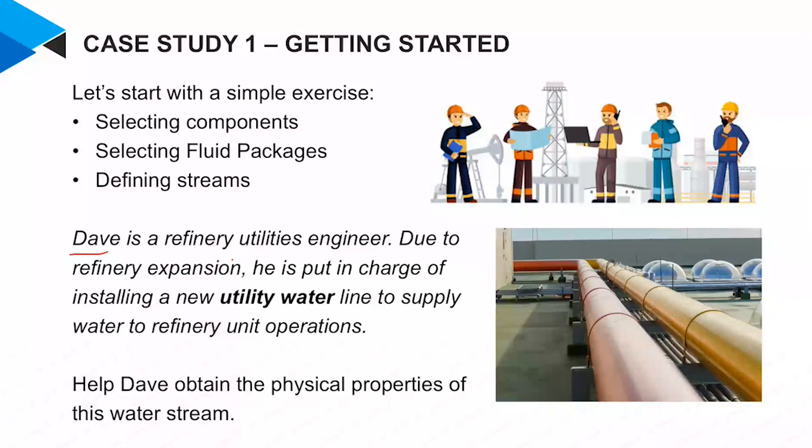So Dave is in charge of installing a new utility water line, because this refinery has some operations that need water, and the current water supply is not enough. So he needs to install a new utility water line. But Dave needs some physical properties of this water stream, which he doesn't know how to get. So let's see if HYSYS can help us, right, to do this.